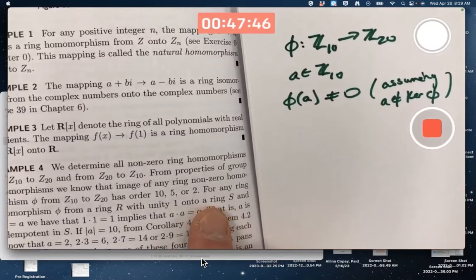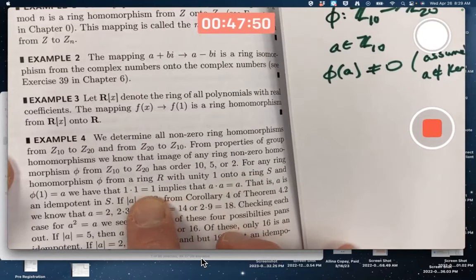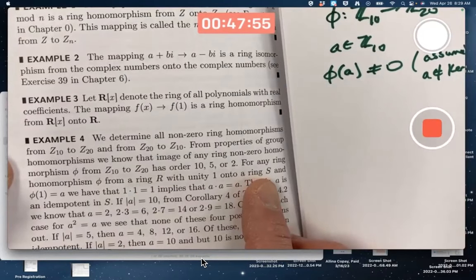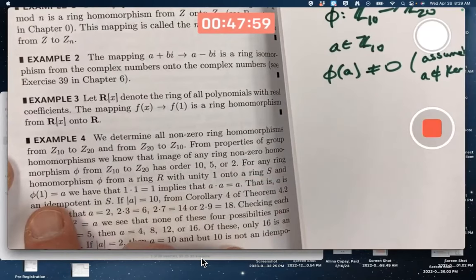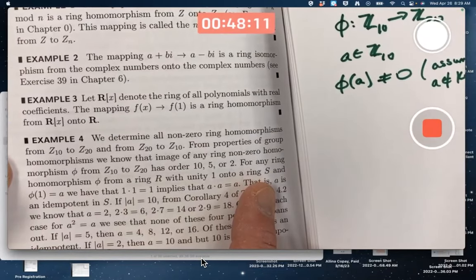Okay, next sentence is important as well. For any ring homomorphism from an arbitrary ring with unity to another ring S that happens to map phi of 1 to A, evidently 1 doesn't have to get mapped to 1. In fact, S doesn't even necessarily have to have a unity.